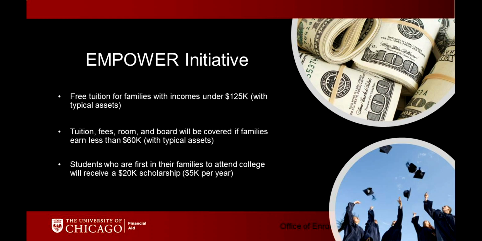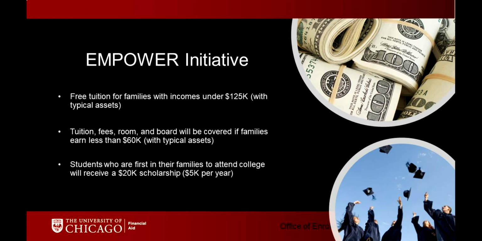Our Empower initiative provides free tuition for families who make under $125,000 a year with typical assets, and free tuition, fees, room and board for families that make less than $60,000 a year with typical assets. These are not hard cutoffs, so if your family makes more than $60,000 or more than $125,000, you can still qualify for rather robust financial aid. It does decrease on a sliding scale the more that income increases, but please, even if you think you make too much, still apply for financial aid.